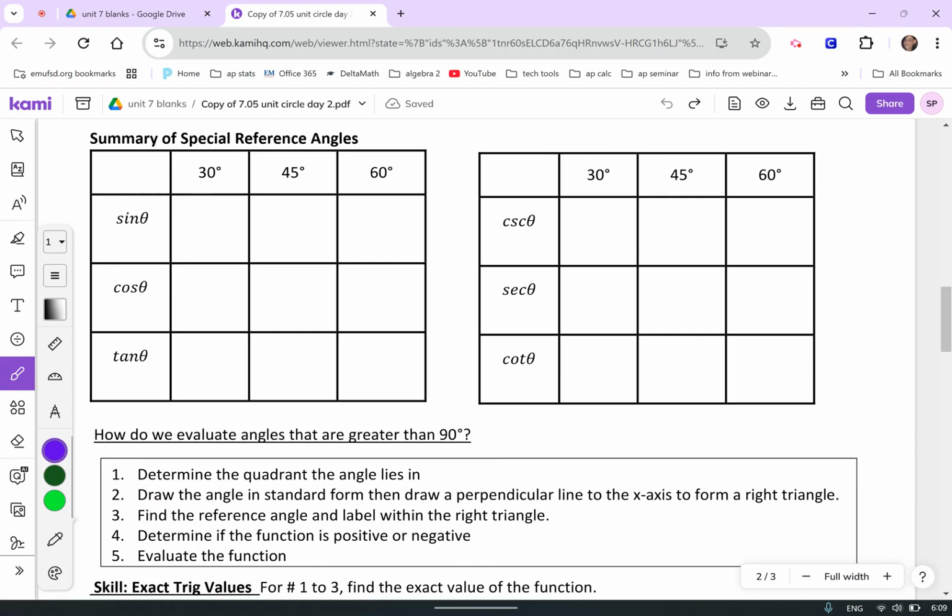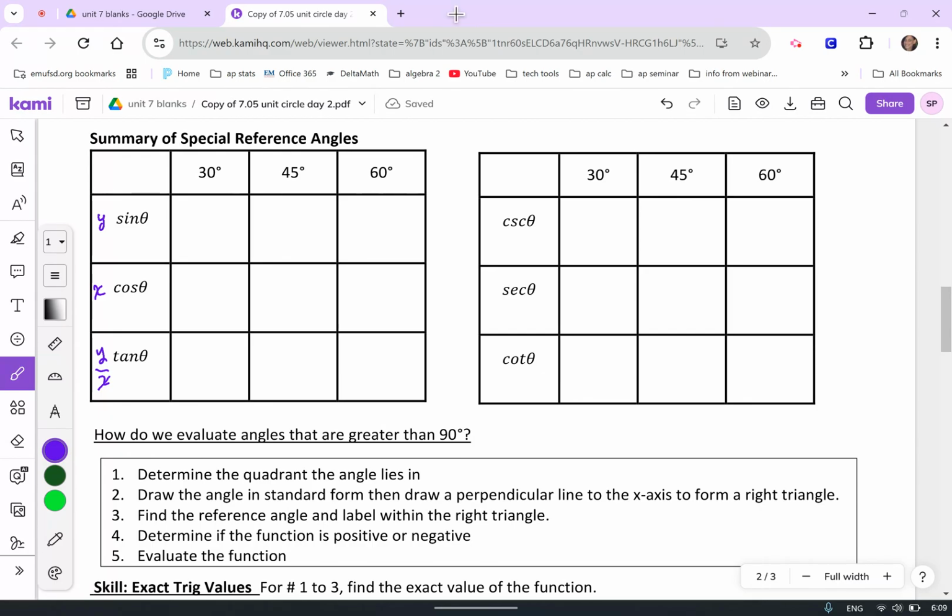So you need to make sure to set up the chart so the column headings are 30, 45, 60 in that order, and their degree symbols. And the row headings should be sine, cosine, and the last row tan. And that's because, if you think about it, sine is y, cosine you should be thinking x, and tan is y over x.